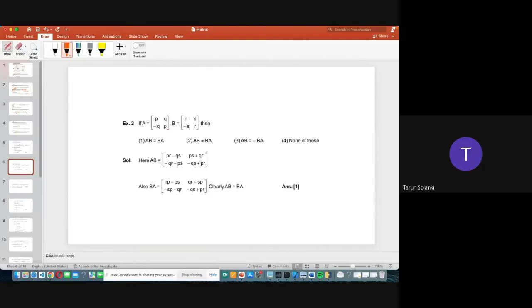So here for the AB, we'll write it as PR minus QS, PS plus QR, minus QR minus PS, minus QS plus PR, right? Now let's find the BA. So RP minus QS, QR plus SP, minus SP minus QR, and then minus QS plus PR. So from both AB and BA, we can clearly say AB is equal to BA. So option 1 is the correct answer.